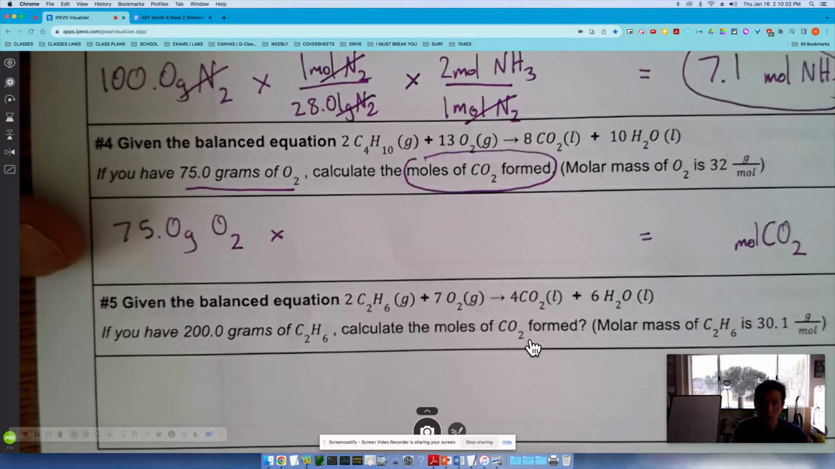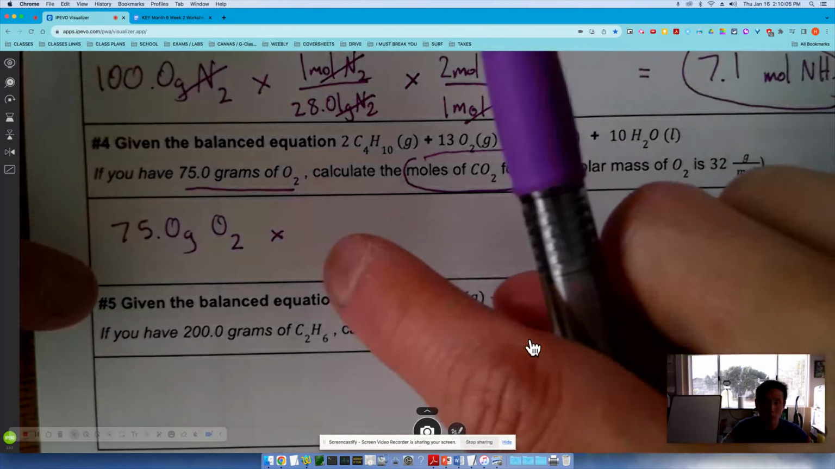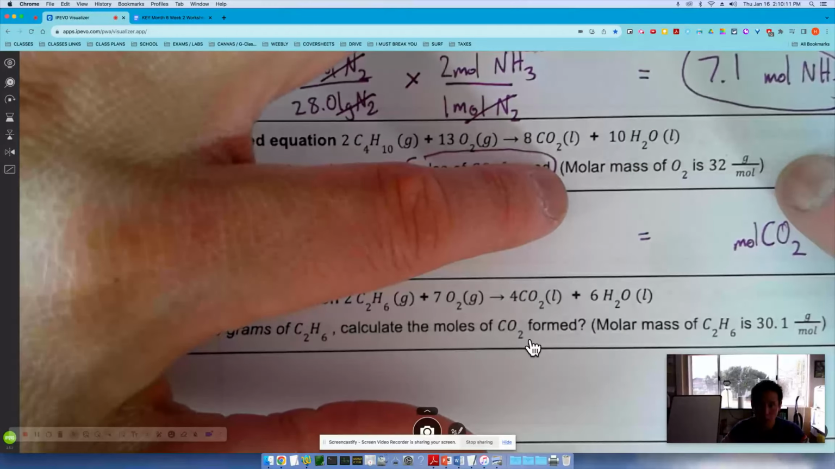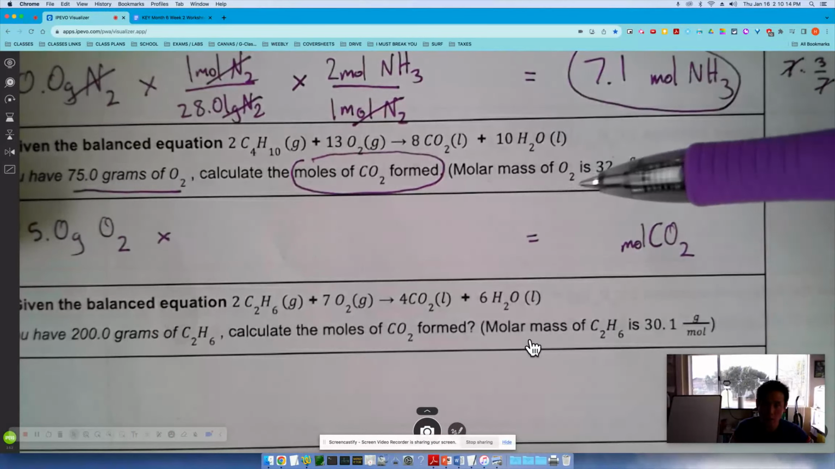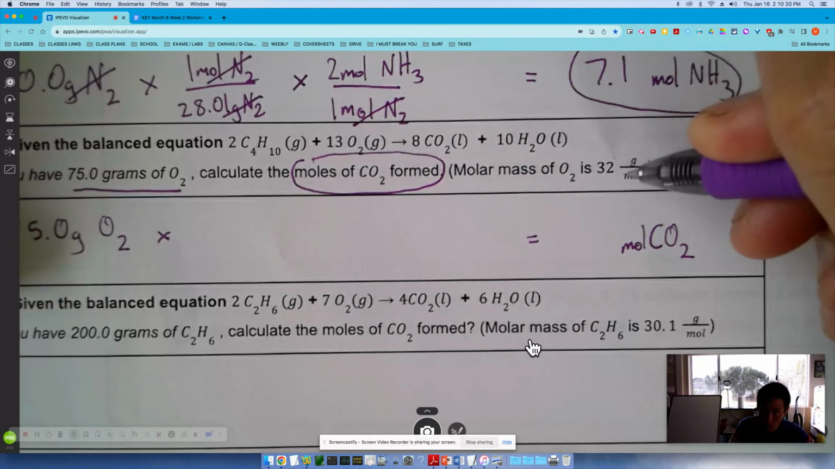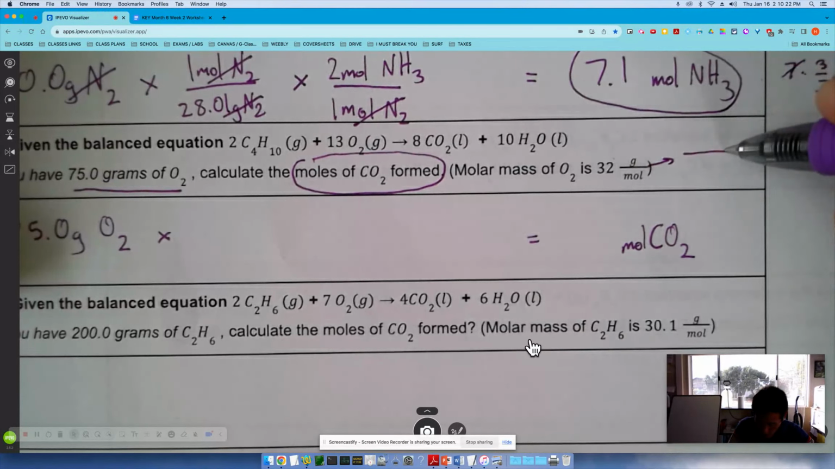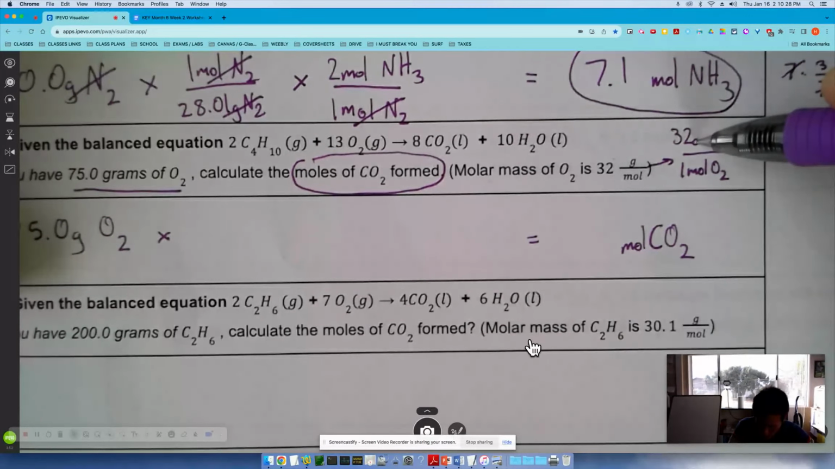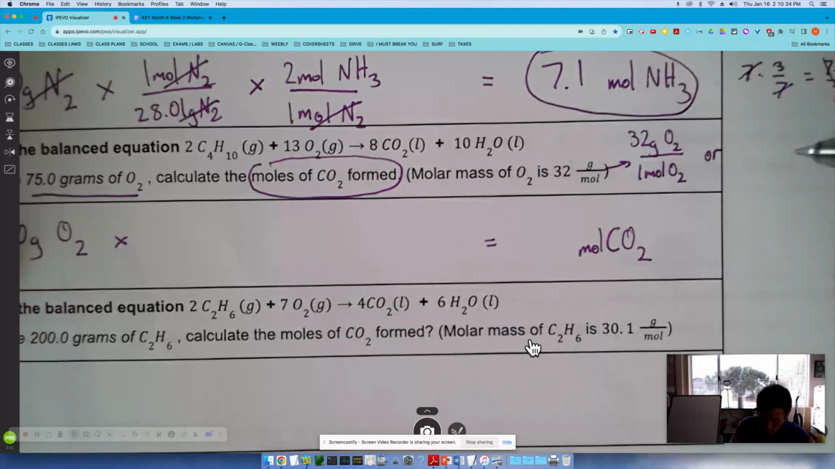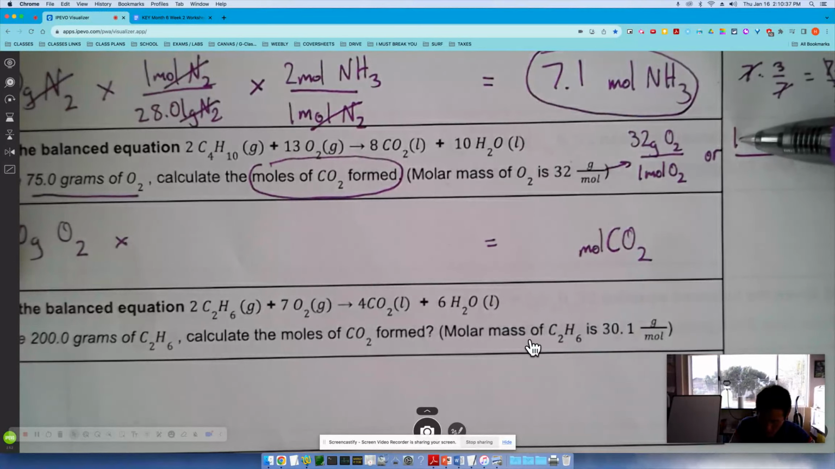But what we do have is 75 grams of O2. What we're going to need is the molar mass of O2, which is conveniently supplied here. Normally you would have to use a periodic table to solve for this molar mass. What this basically says is for every 1 mole of O2, that's 32 grams of O2. You could also look at this ratio or conversion factor like this: the 1 mole of O2 is now at the top, and 32 grams of O2 goes on the bottom.